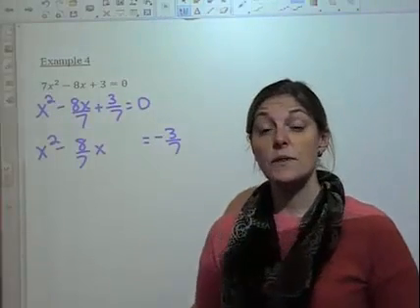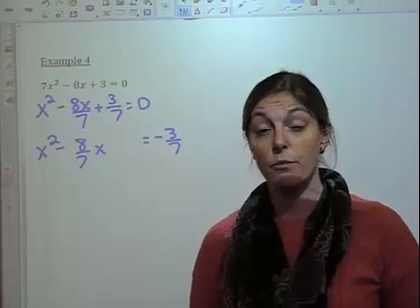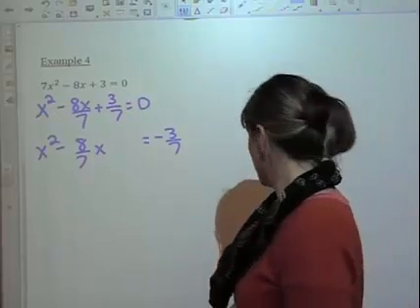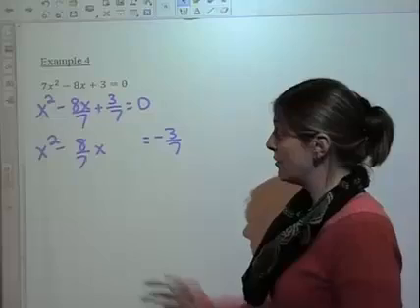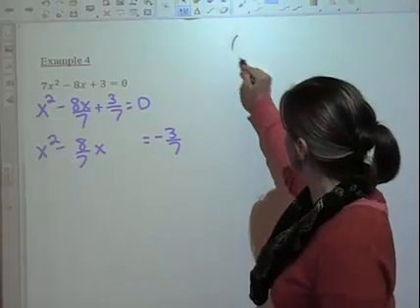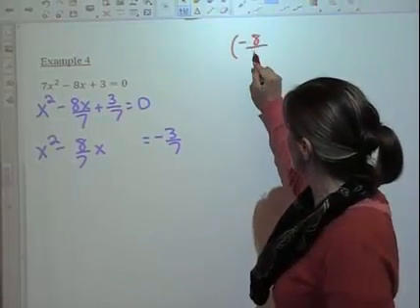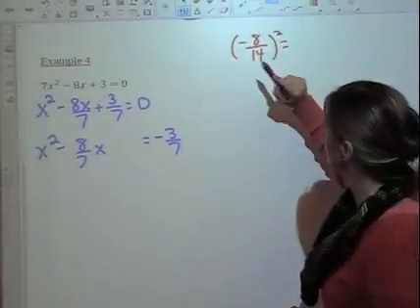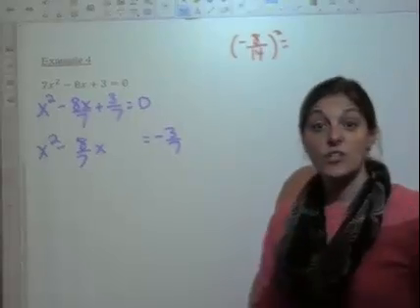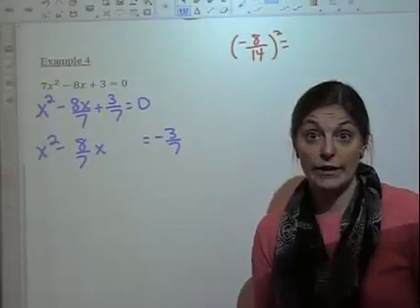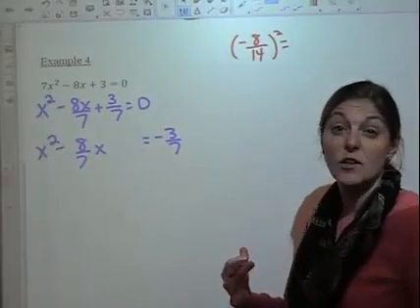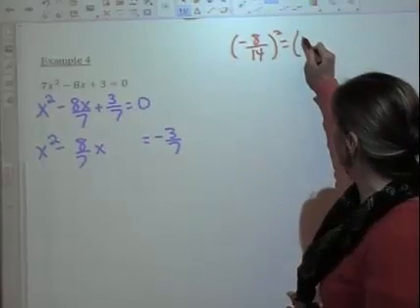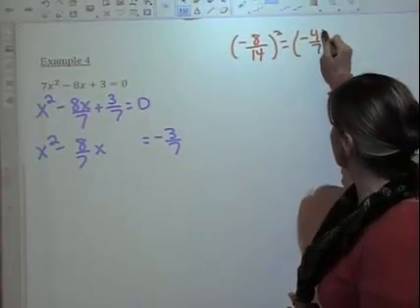All right, so now we're doing the same steps that we just did in example 3. We just have more fractions here. So we're going to take half the coefficient here. So we have negative 8 over 14 because that's half. And then we're going to square that. Now what I would suggest is simplify it before you square it. That'll just make it a little bit easier. So that becomes negative 4/7.